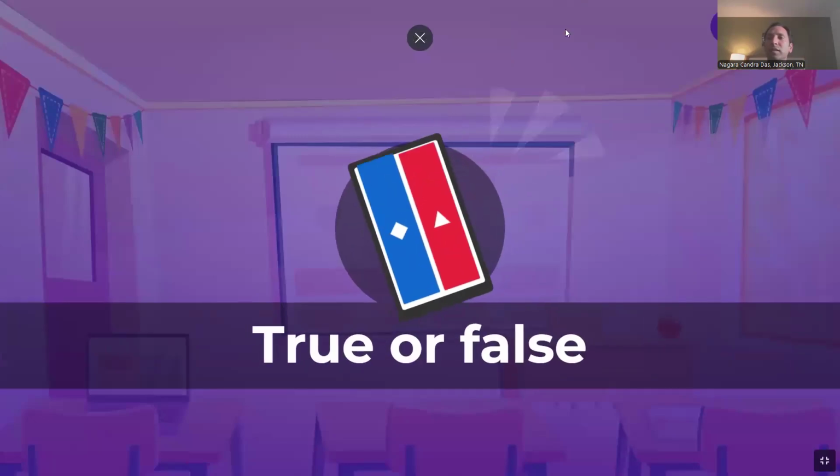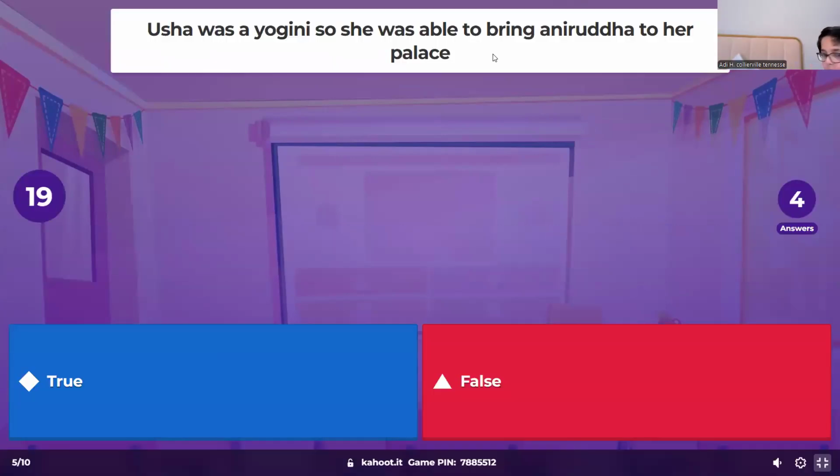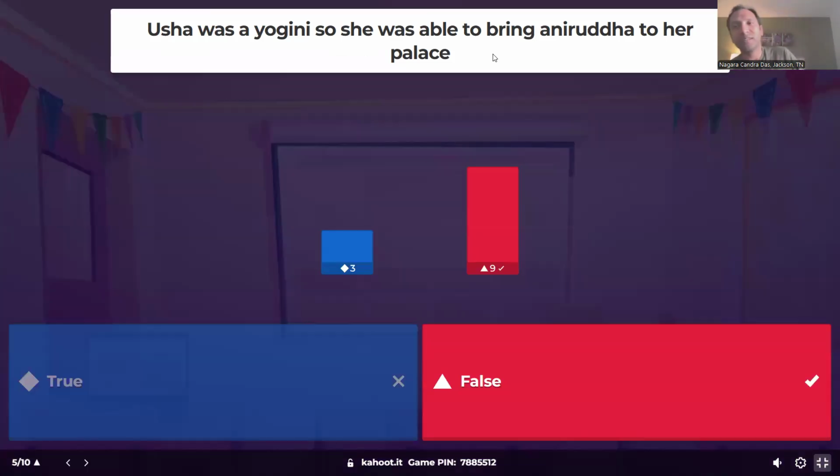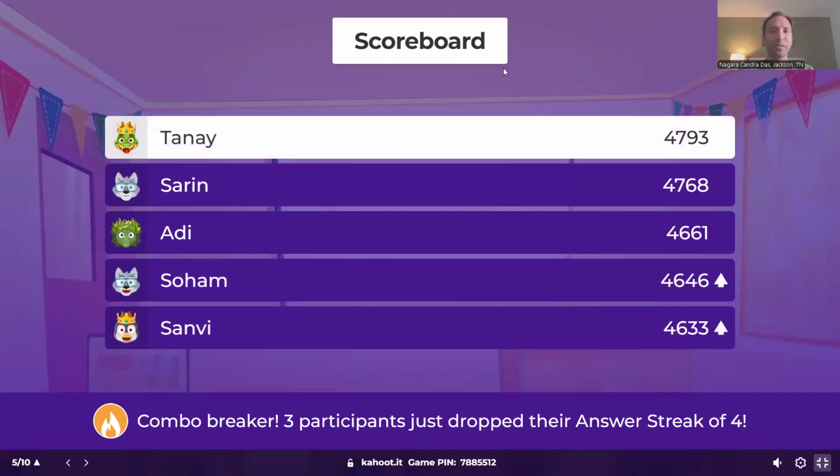Next question. Usha was a yogini, so she was able to bring Aniruddha to her palace. True or false? Read carefully. False. So some people got tricked over here. Usha's friend was the yogini. Yeah, that was Chitralekha. Okay, let's see. Thane is still on top.